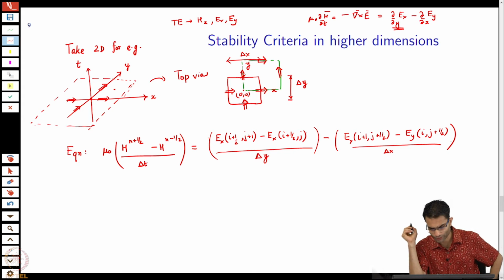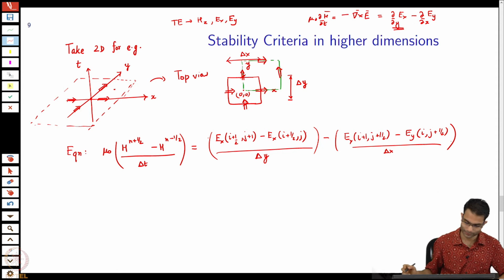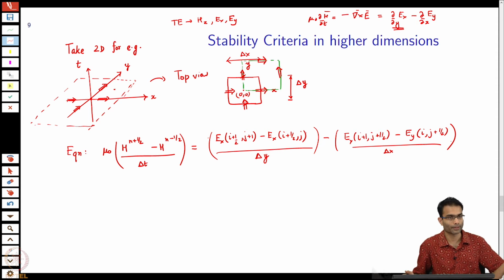We did not actually need to write it, but it is good practice for us to write it. Okay. Now, let us get back to what we are trying to do, stability criteria, right. So, we have to find out the shortest distance that a wave could take.